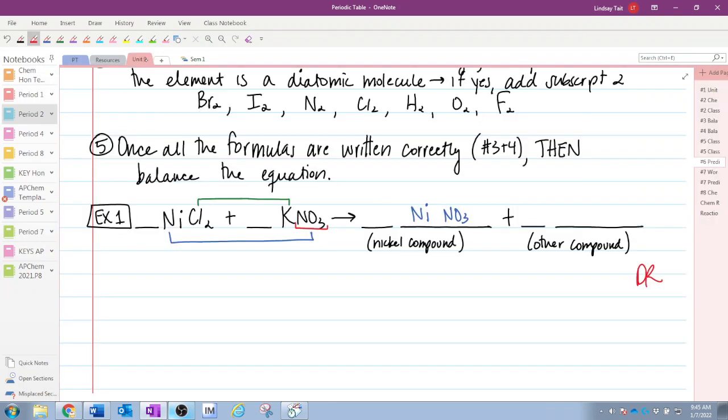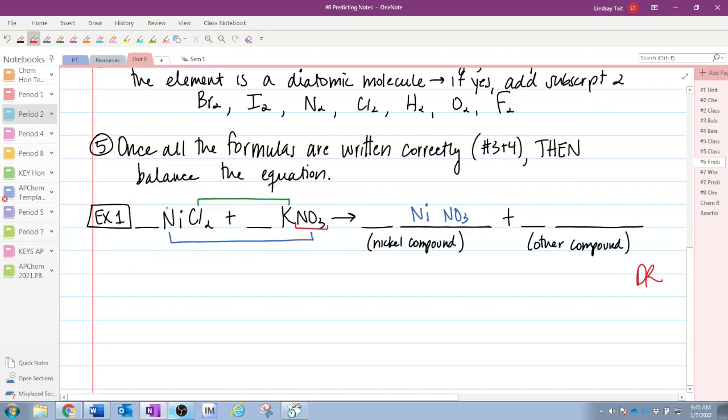So I've intentionally done this one because it is more difficult. They're not always this difficult. I need to figure out the charge of the nickel. And the way I'm going to do that is I'm going to focus on this formula right here. Because if I can figure out the charge of the nickel in this formula, the charges don't change. The charge of the nickel on the reactant side will be the same charge as the nickel on the product side.